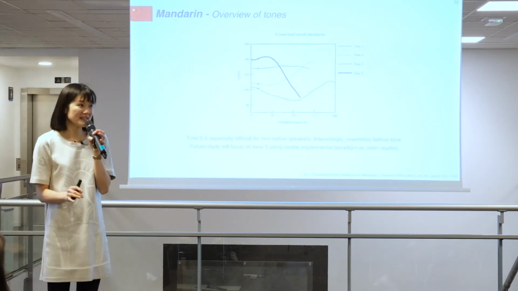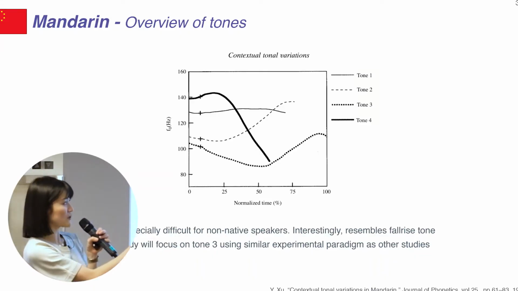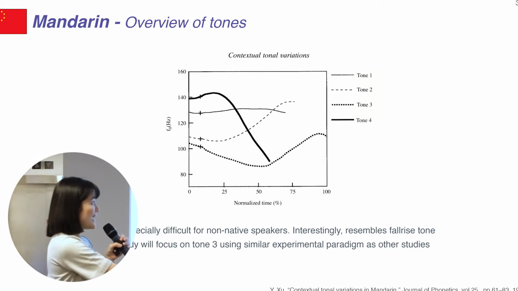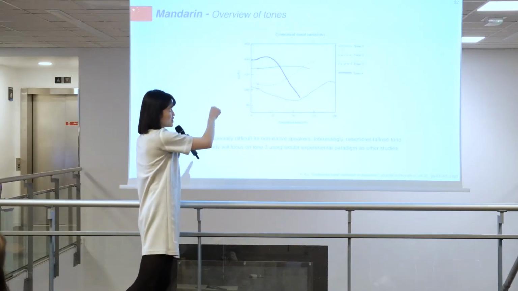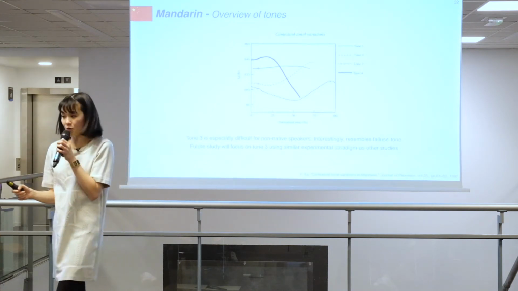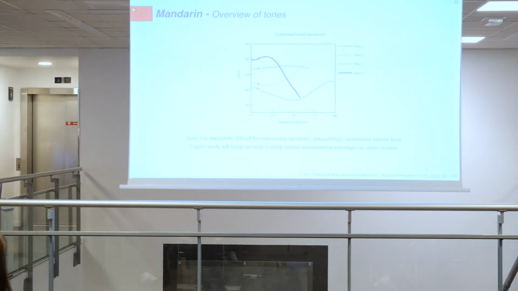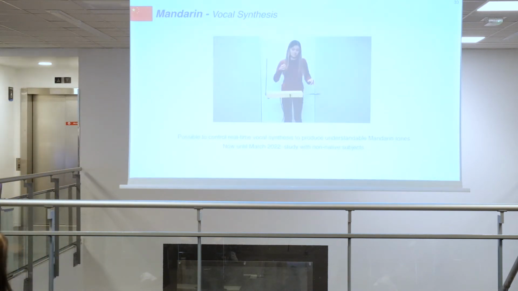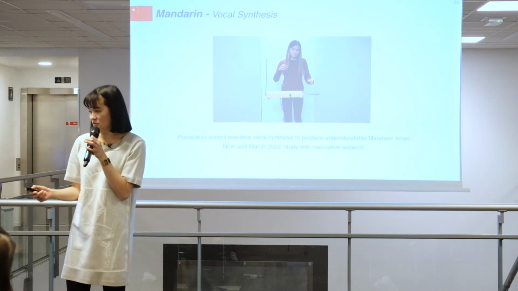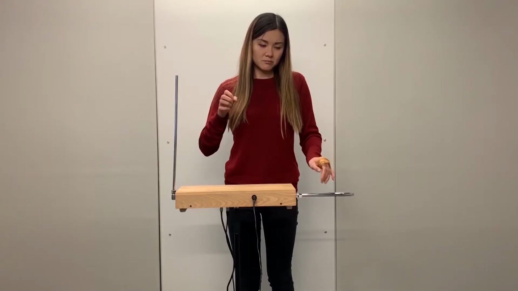For the Chinese study, what's really quite interesting, here are the frequency curves for the Chinese tones, and the one that's the most difficult is tone 3, which is actually quite similar in shape to the fall-rise tone that's difficult in English. So I'm planning to do a study before the end of my postdoc on Chinese, and just to give you an example of what Chinese sounds like with vocal synthesis.